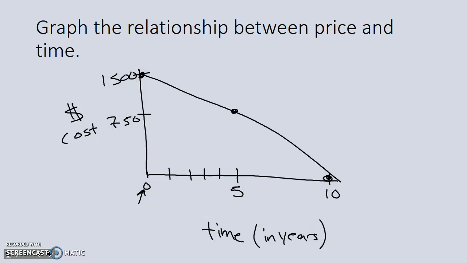So that's what we mean by a linear function. It's a nice straight line. There's a constant slope to it. It could be increasing, it could be decreasing. This one's decreasing because it's depreciating, but either or.